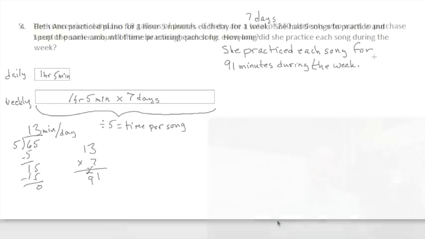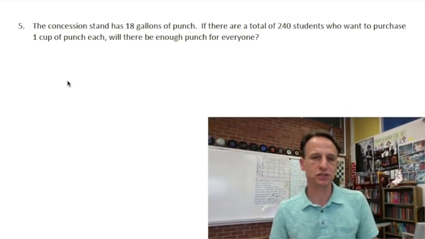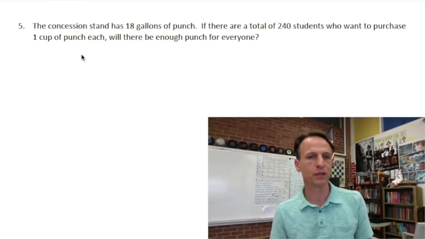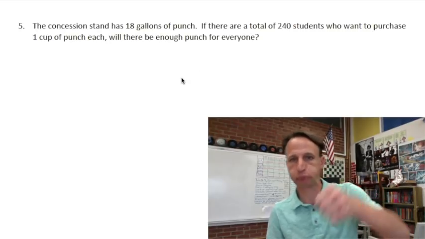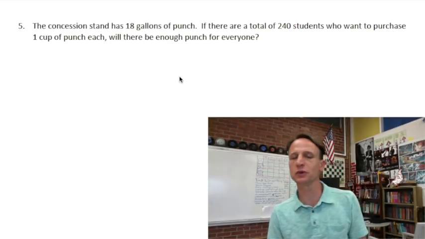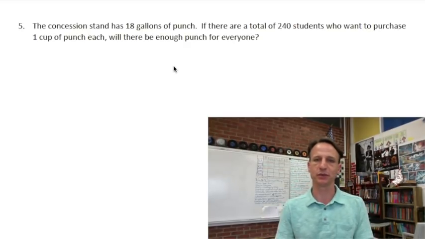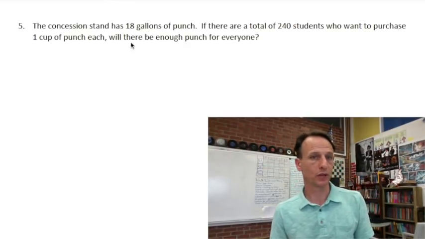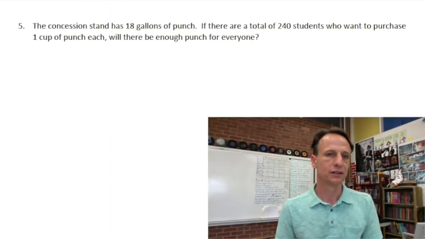Let's do it. All right, with all this baking, they're going to need some punch. Wash on all those sugar cookies Mrs. Lawrence was making before. So let's go to the concession stand where they have 18 gallons of punch. If there are a total of 240 students who want to purchase 1 cup of punch each, will there be enough punch for everyone? Okay, so again, this isn't a great one to draw.